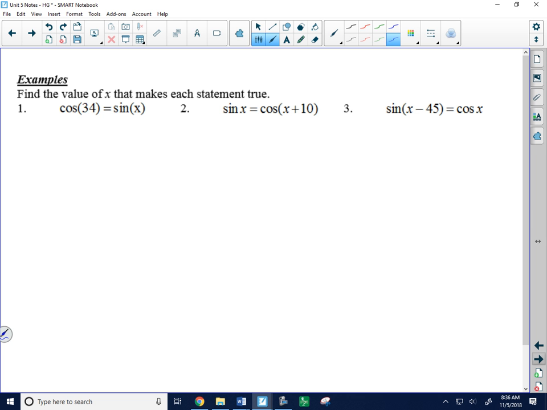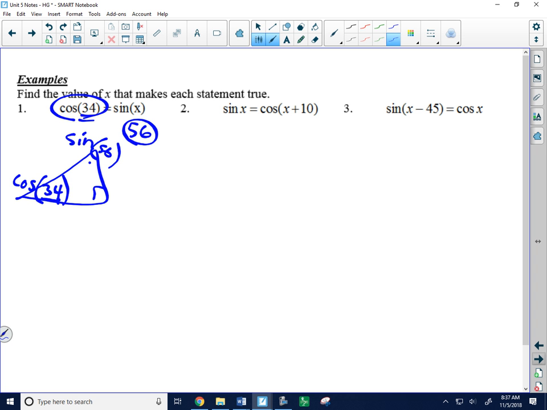So number 1, find the value of x that makes each statement true. Cosine of 34 equals sine of something. If you look at this, that implies it's a right triangle, and that one of the angles is 34. Cosine of 34 will be equivalent to sine of whatever this angle is. Just subtract this from 90, and it'll be 56. So you could reason through that.